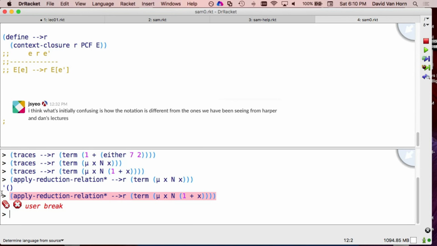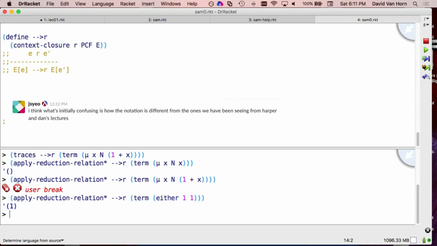And I think if you want to read the documentation about apply reduction relation star, maybe you can set timeouts and limits and things like that, but it would just run forever. Yes? What if you apply reduction to either one? Will you get a list of left to a left one? If I apply it to either, like that, 1, 1. Yeah, that's a good question. So it's giving me back a list representing the set of terms that I get to.